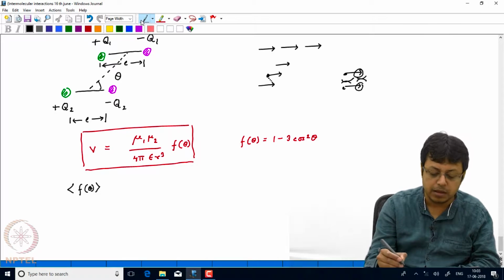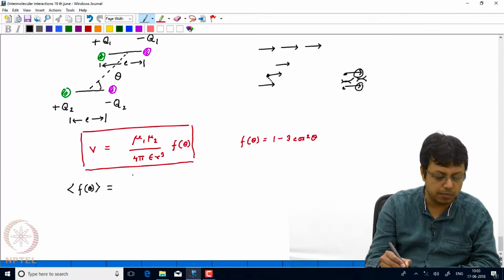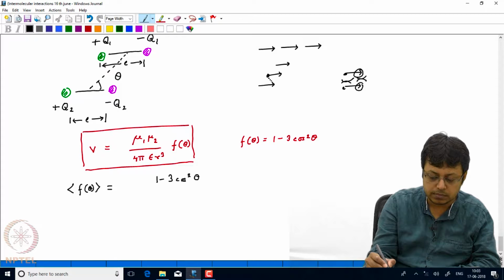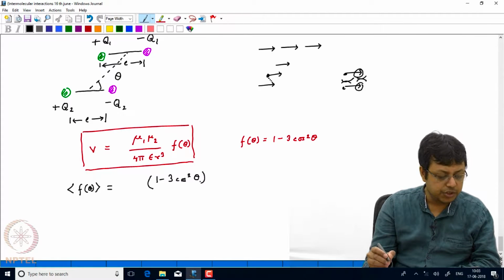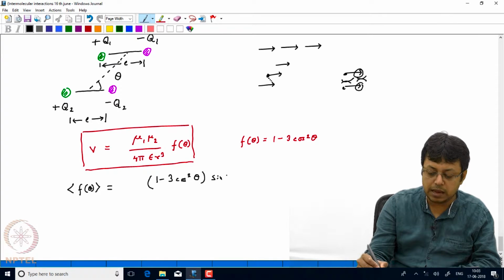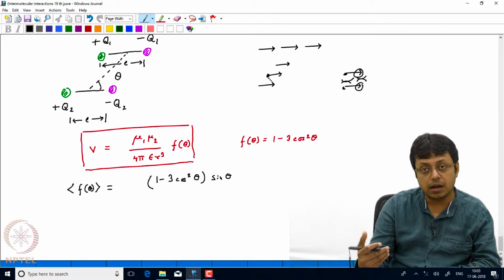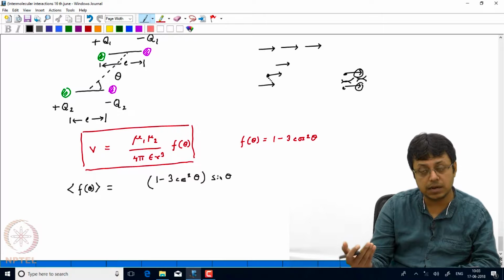Now, if I want to calculate the average probability, we have to basically integrate the orientation. So, this is 1 minus 3 cos square theta, that is the function, and then we have to integrate over all possible angles. Again, we are not considering how the interaction potential between these dipoles is varying, but ideally one can consider that potential and then introduce a Boltzmann distribution or something like that.